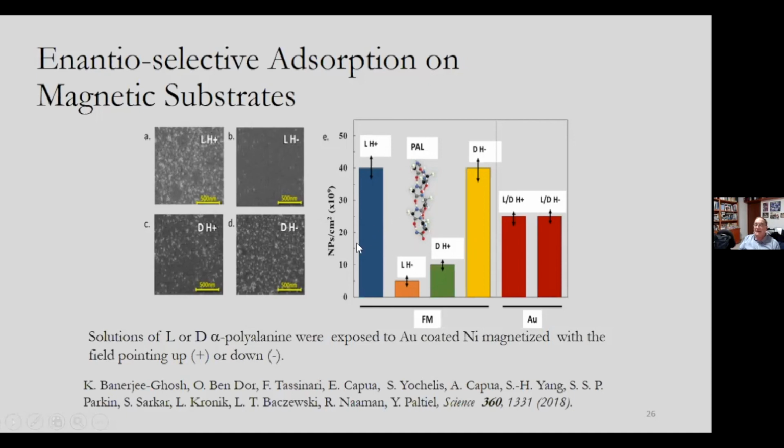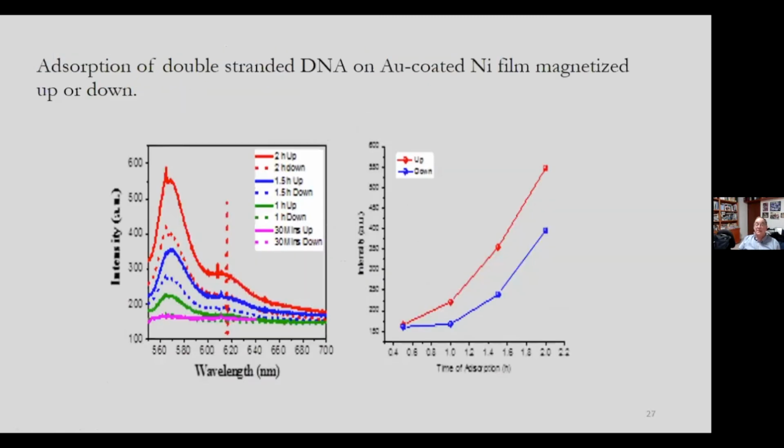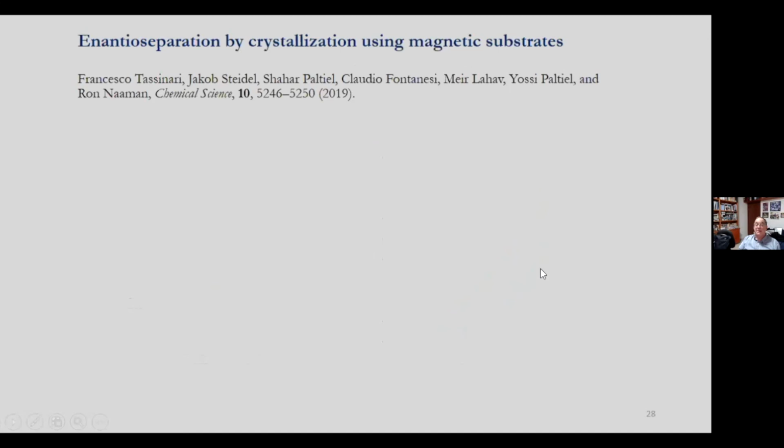And clearly, the effect is not a magnetic field effect. Here we applied a magnetic field without having a magnetized surface, and there is no effect. The whole effect comes from the spins in the substrate. So here we have a way to separate enantiomers using a ferromagnet. And here you see the rate of adsorption of DNA on a ferromagnet. And again, the rate depends on the direction of magnetization of the ferromagnet.